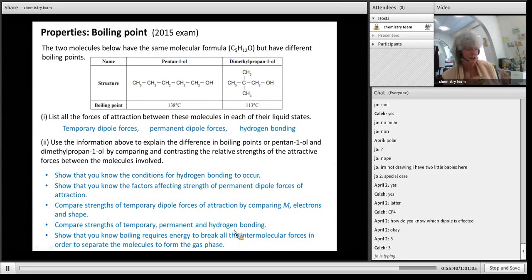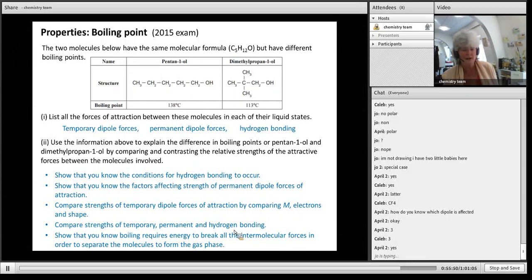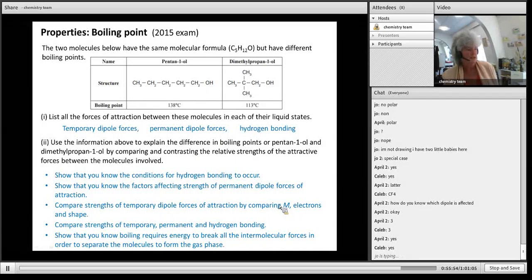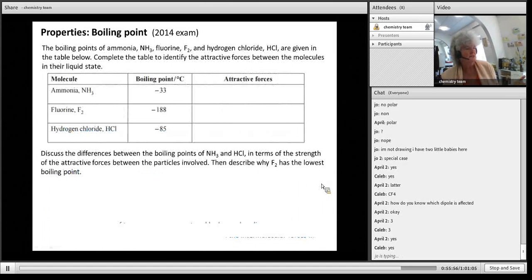So can you see how for excellence you've got to hone in on every little detail and spell it out. Don't assume that the teacher will know. We're not allowed to read your mind. Okay, so list everything.